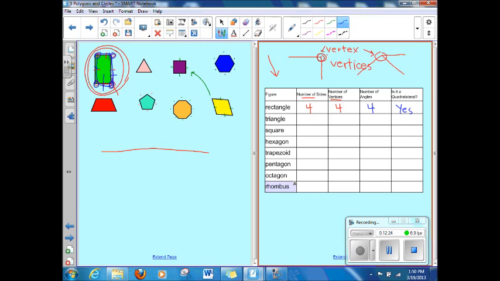Well, I'm going to ask you to go ahead with the rest of the chart and fill that in on your own. You take a look at the next one, the triangle. Count the number of sides. Count the vertices. And the vertices, of course, are the places where 2 or more straight sides come together. Number of angles, and then identify yes or no. Is it a quadrilateral?